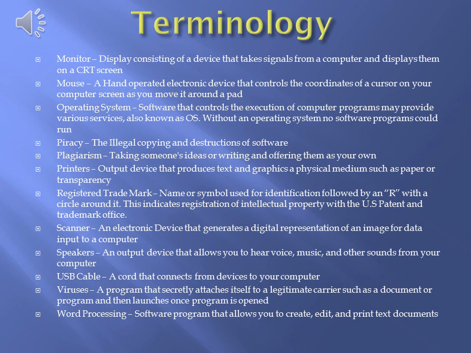Piracy, this is an illegal copying and distribution of software. Plagiarism is taking someone's idea or writing and offering them as your own. This includes pictures. Printers, those are output devices that produce text and graphics on physical mediums such as paper or transparency. Registered trademark is a name or symbol used for identification followed by an R with a circle around it. This indicates registration of intellectual property with the U.S. Patent and Trademark Office. A scanner is an electronic device that generates a digital representation of an image for data input to a computer, and usually it'll just go straight into your computer and come out on your monitor so you can see that scan.